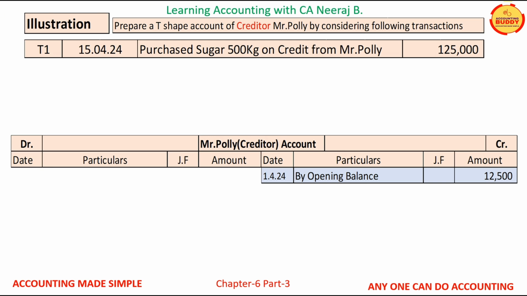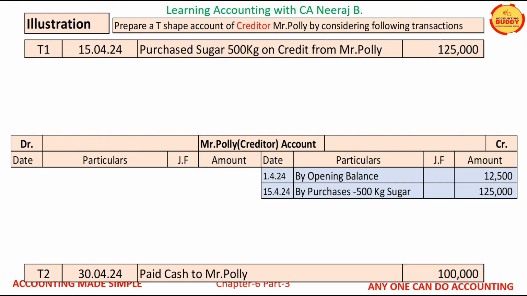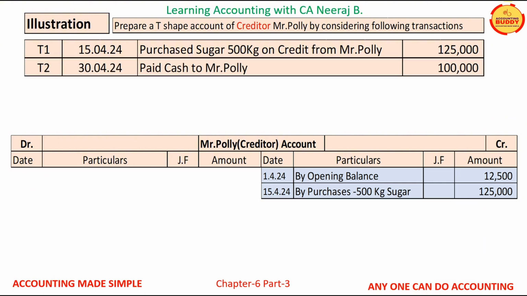Now with this transaction, the liability of the business will increase as an amount of 125,000 is payable to Mr. Polly. As per liability account rule, liability account will be credited when liability increases. Therefore, the transaction of 125,000 will be recorded on the left hand side, that is the credit side of Mr. Polly's account. Transaction T2 is on 30th April 24, an amount of 100,000 cash is paid to Mr.